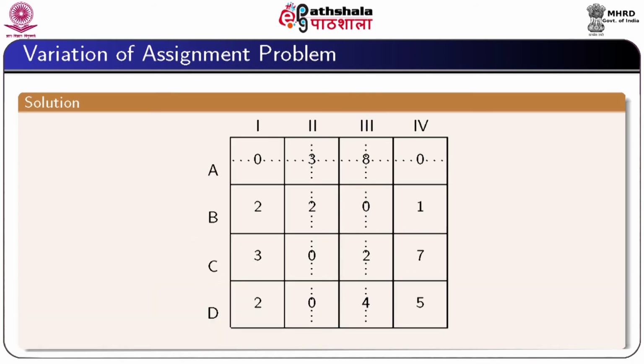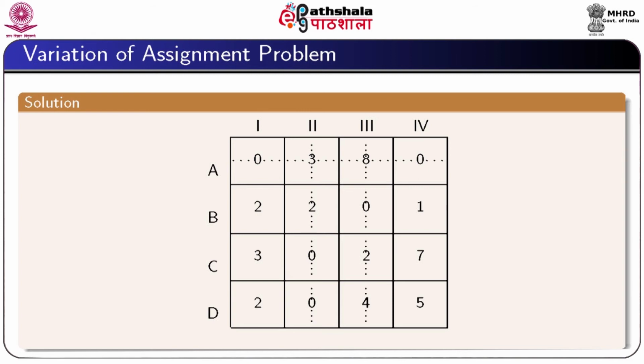Then, following the algorithm of the Hungarian method, we subtract the smallest element of each row from all other elements of that row, and then we subtract the smallest element of each column from all other elements of that respective column, and then we draw the least number of horizontal and vertical lines. This slide shows that the number of horizontal and vertical lines is 3. So, further improvement in the solution can be made.